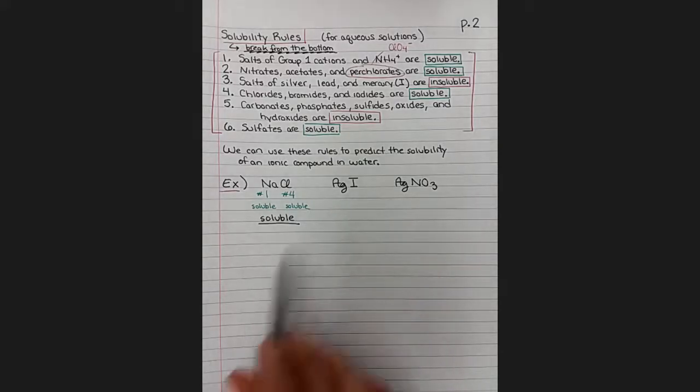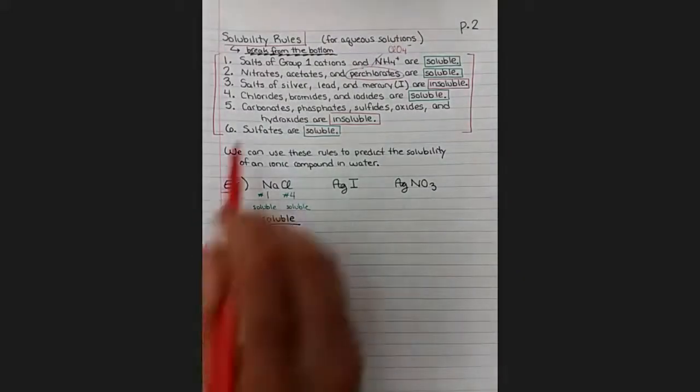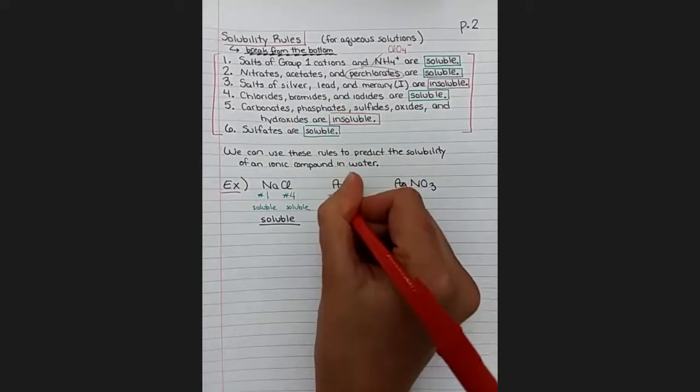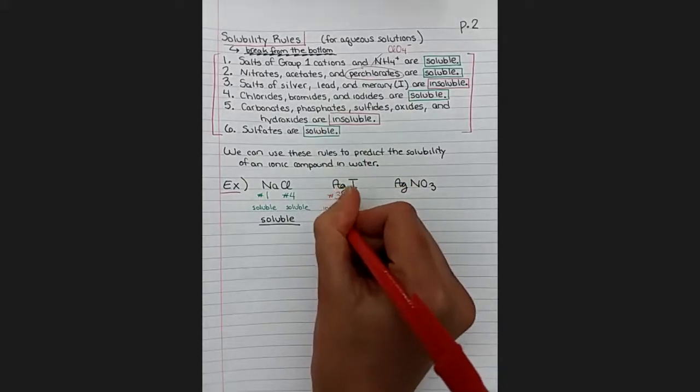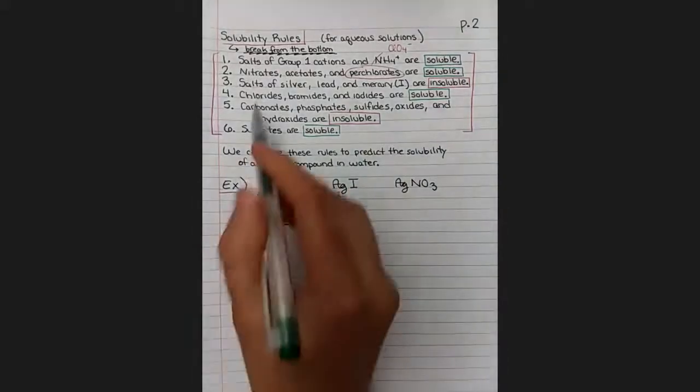Okay, let's look at the next one, silver. Silver is in rule number 3. Salts of silver, lead, and mercury 1 are insoluble. So rule number 3 says this compound will be insoluble. And then iodide is in rule 4.